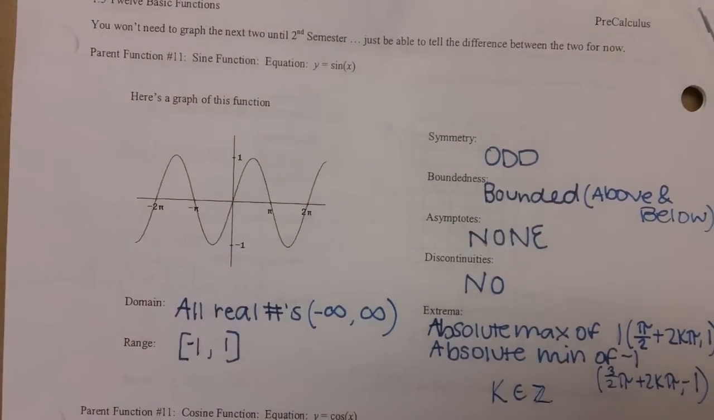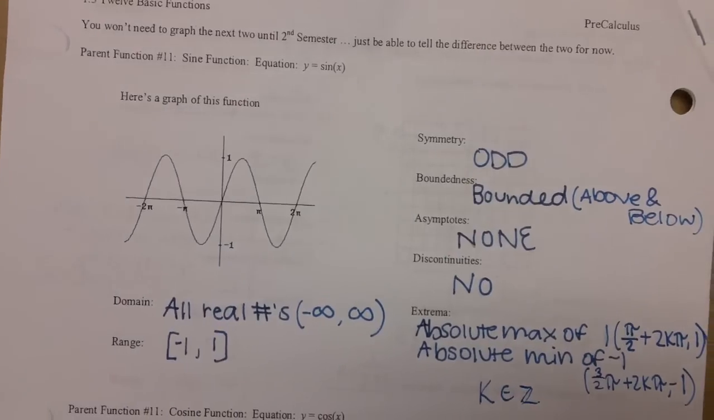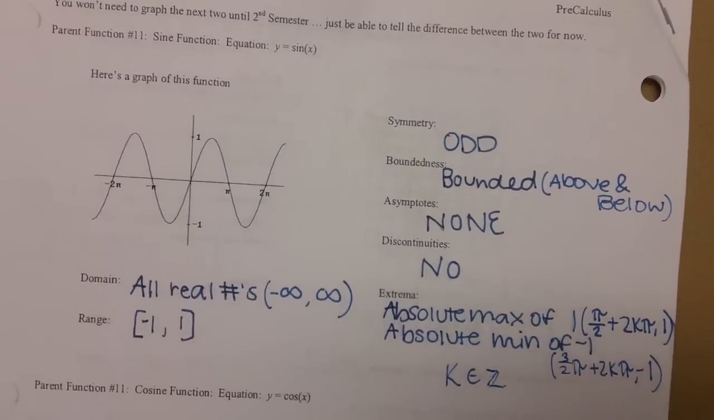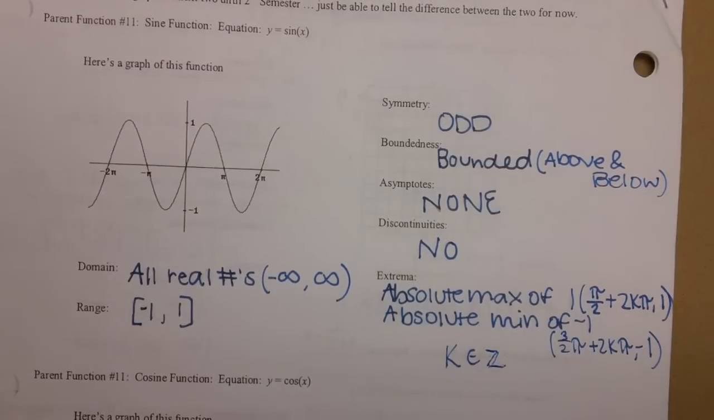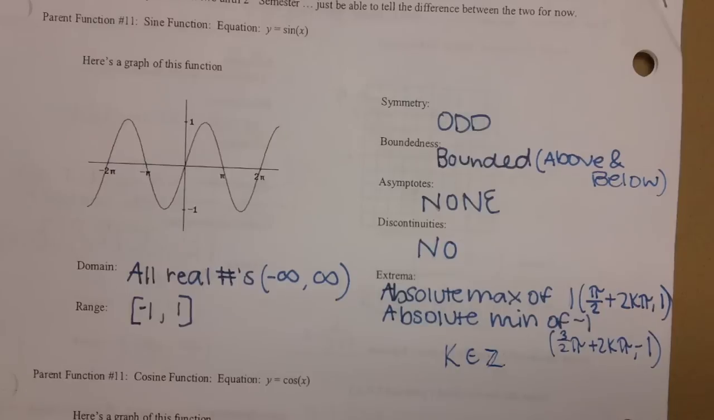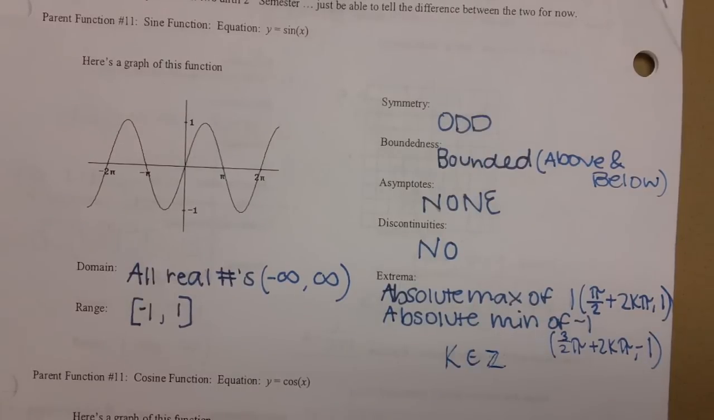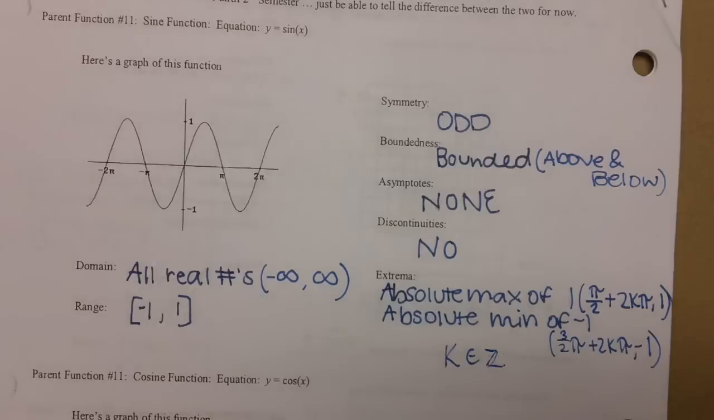This is the sine function. The domain is negative infinity to infinity, and the range is bracketed negative 1 to 1. The sine function has odd symmetry and is bounded above and below the x-axis. It has no asymptotes and no discontinuities. The sine function has an absolute maximum of 1 at pi over 2 plus 2k pi, and an absolute minimum of negative 1 at 3 pi over 2 plus 2k pi, where k is an element of the integers.